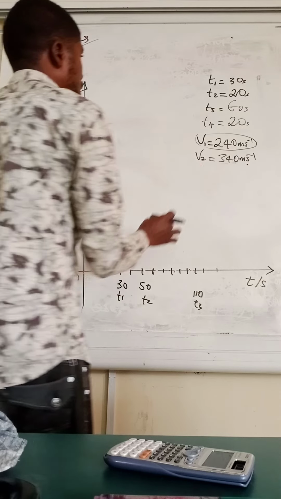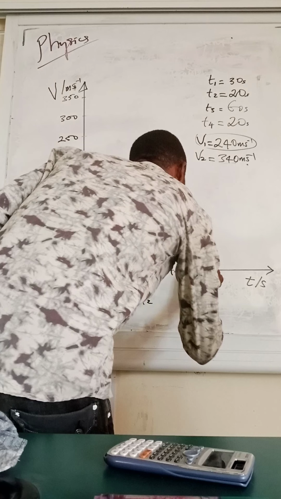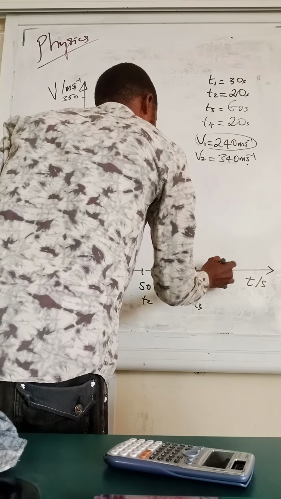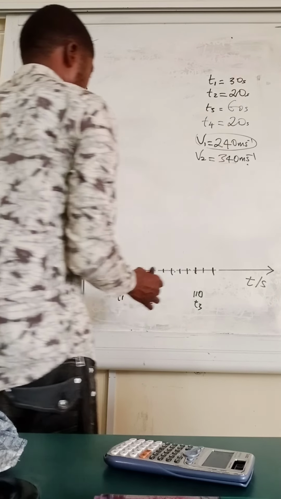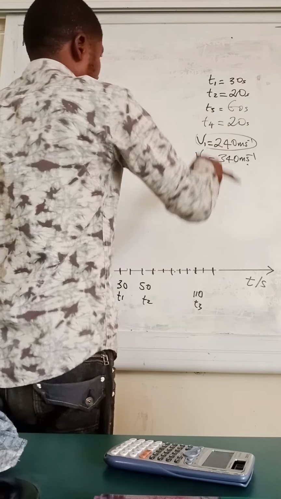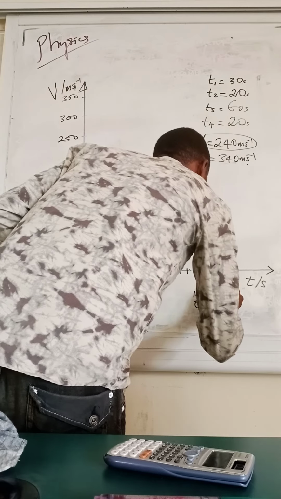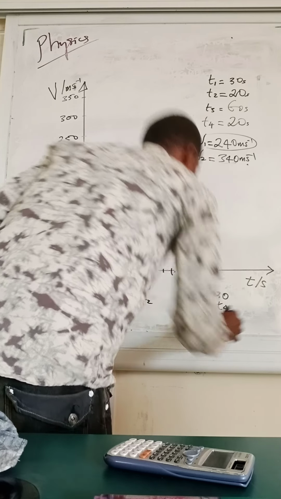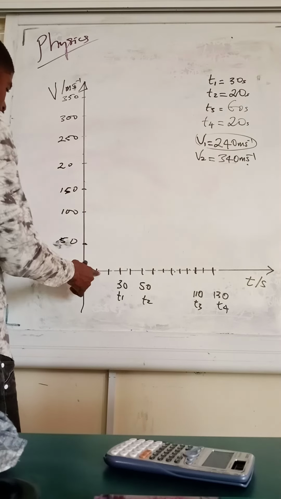And then 110 plus 20 will give us what? So this is another 10, this is 20. So our graph stops here. 110 plus 20 will give us 130. So here is 130, and that is where our T4 is. So if you move up here, this is what we have.